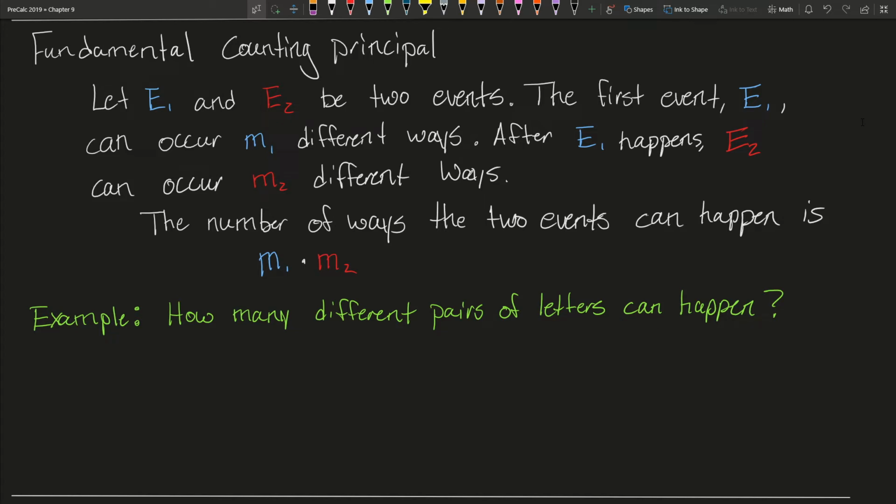Okay, so my example that I have on here is how many different pairs of letters can happen in the English alphabet. Okay, so there are 26 different letters in the English alphabet, and I like to draw this stuff out. I don't like to list all the different pairs of letters, but I do like to draw the different events. Okay, so these two boxes represent E1 and E2.